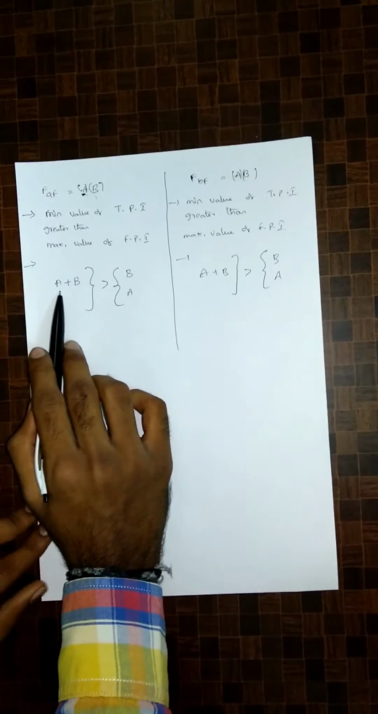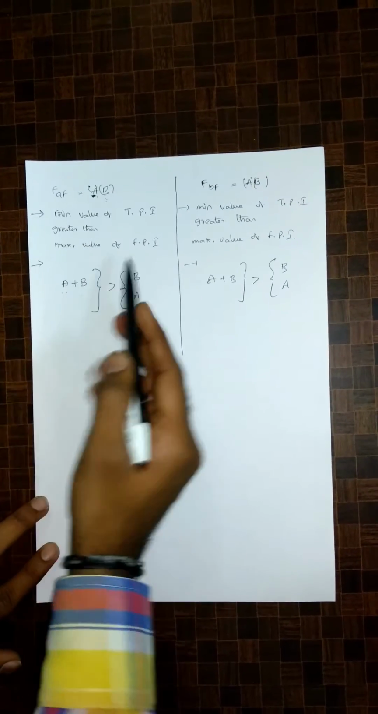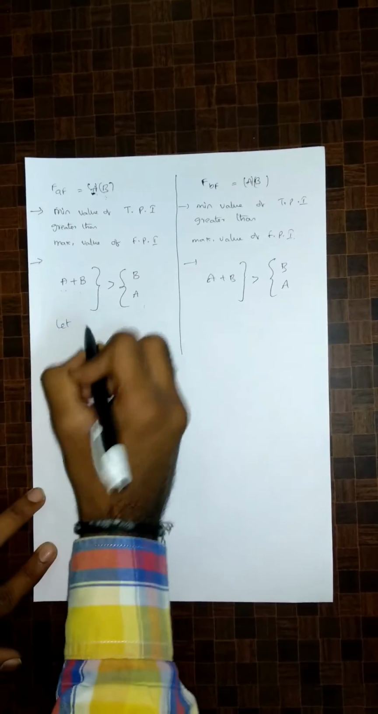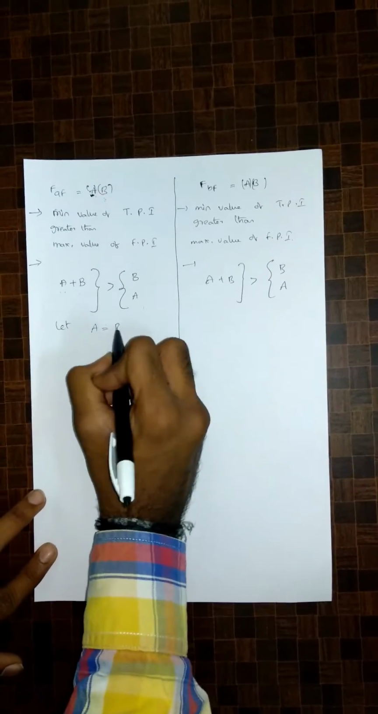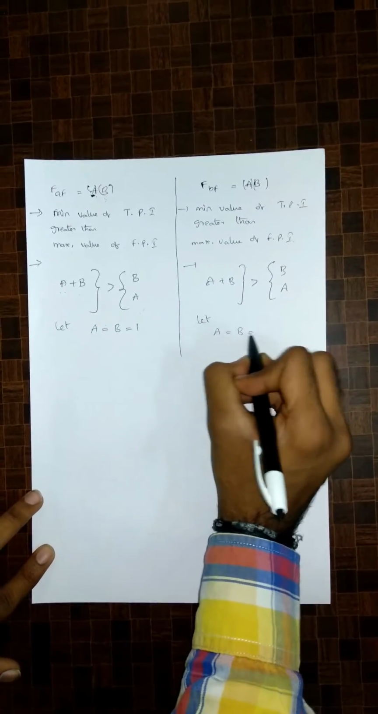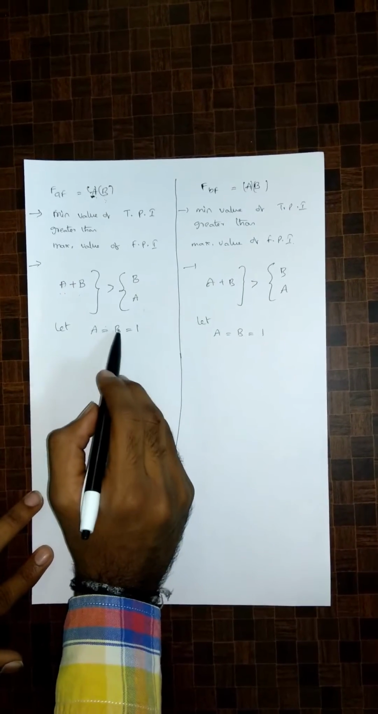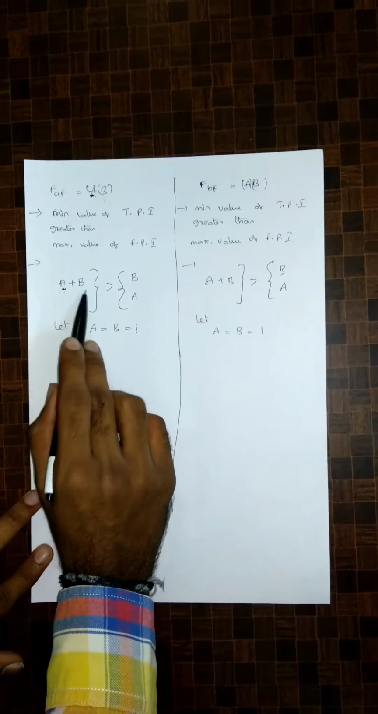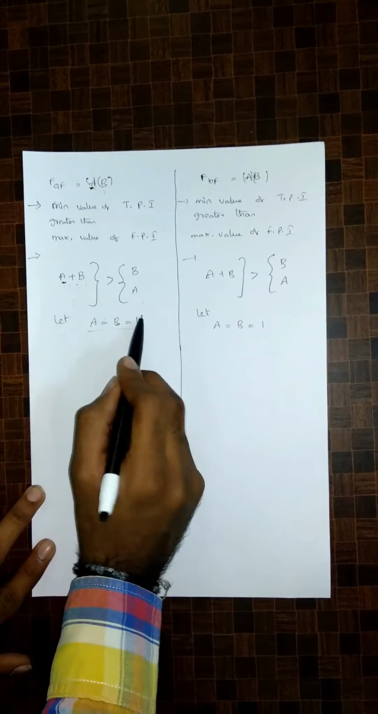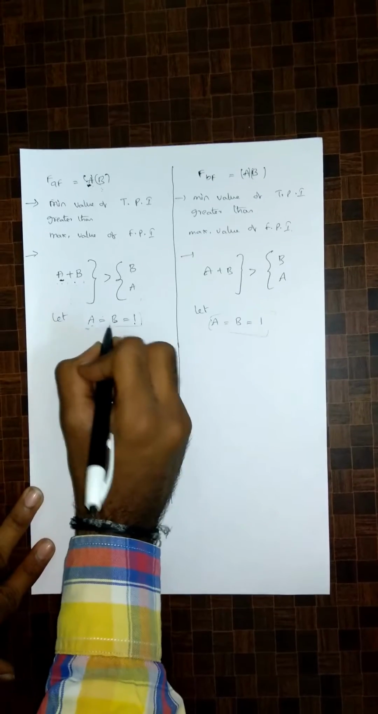Now we must assign the values of A and B such that the minimum value of this expression is greater than the value of this expression. Let us consider A = B = 1. In the same case here also, A = B = 1. Now 1 + 1 = 2 is greater than 1. Here also 2 is greater than 1. So these values satisfy the condition, so now A = B = 1.